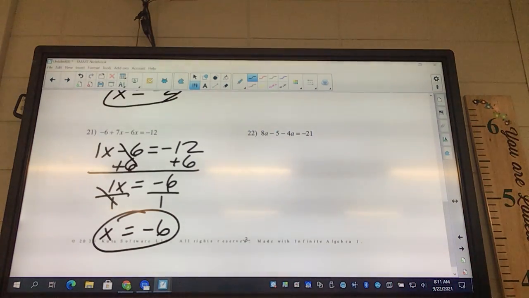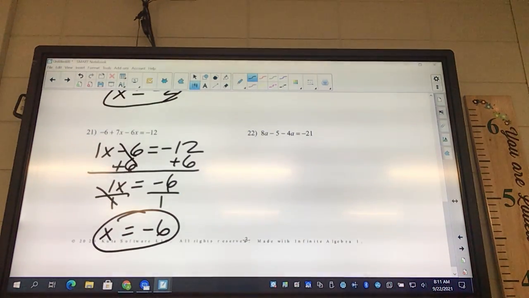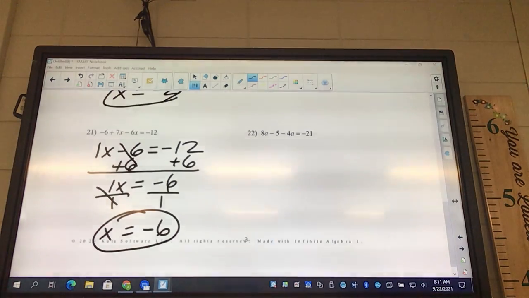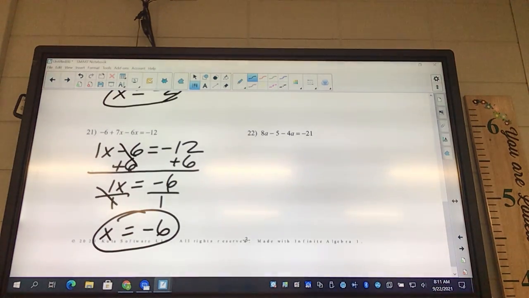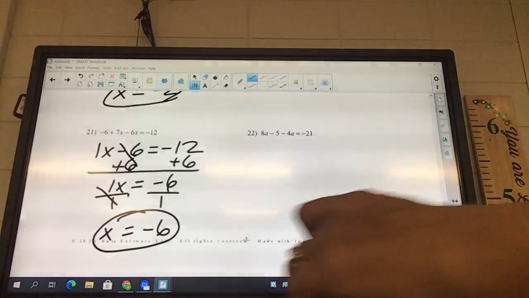Okay, I would like you to cross off the whole back page, so 23 through 26. You're going to do all the even ones.